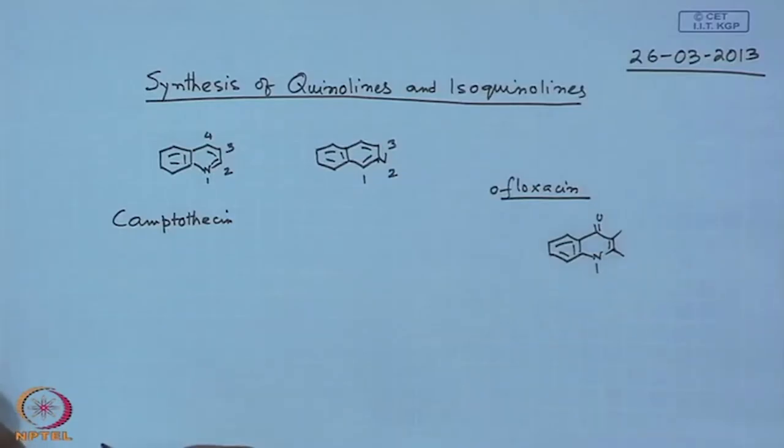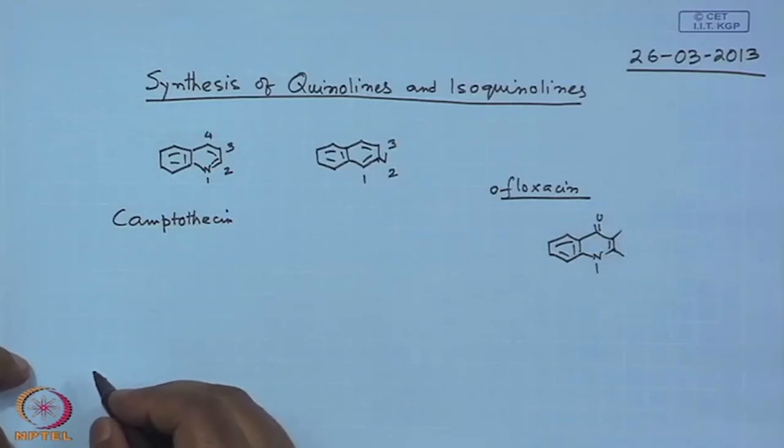ofloxacins. And some of you probably have heard of Norflox TZ. This is a very common medicine, Norflox TZ. What is that? TZ is tinidazole, means it is again a heterocyclic molecule. It is an azole derivative, and norflox means norfloxacin. Norfloxacin means basically it is an ofloxacin with one less carbon. Okay. So, that means it is a combination of the tinidazole and the floxacin.